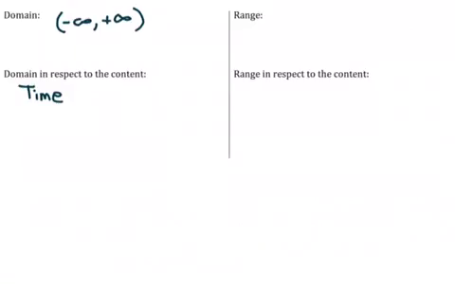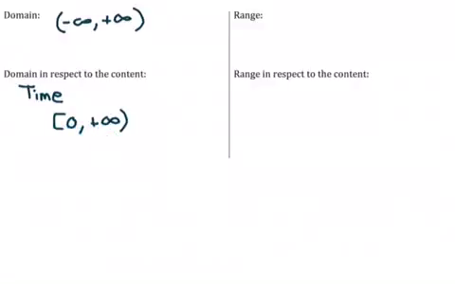So if I want to write that in respect to this context, we would say that the domain includes 0. That's why I have the bracket there, and can go to positive infinity. Okay, the time can increase to positive infinity. So the domain in general is from negative infinity to positive infinity. But when we think about the domain in respect to this context, the domain is time. Okay, and time cannot be negative, so we're limited by having the domain from 0 to positive infinity.